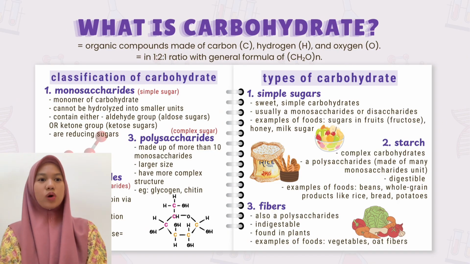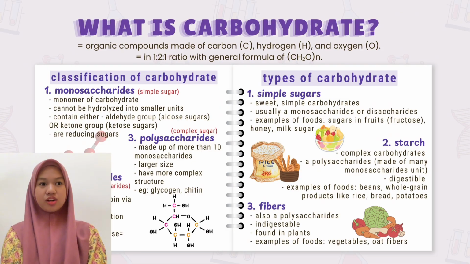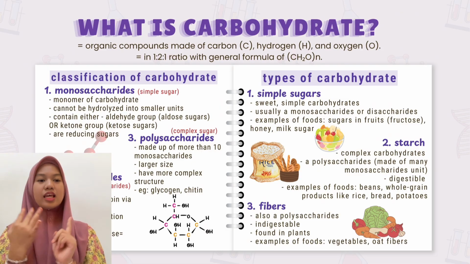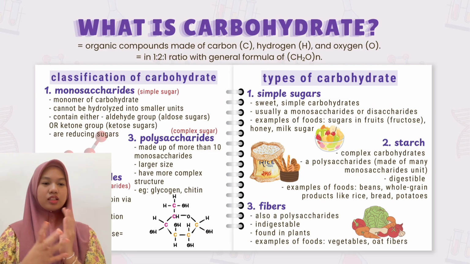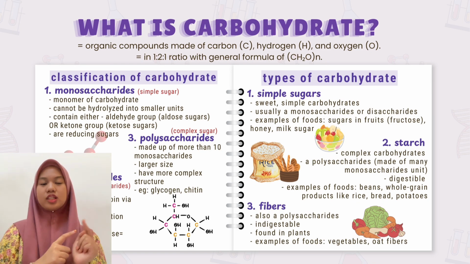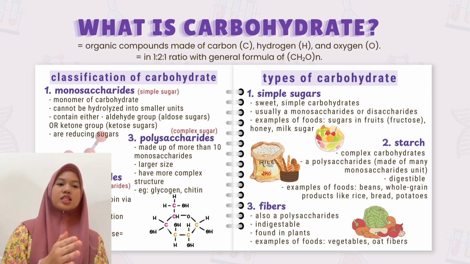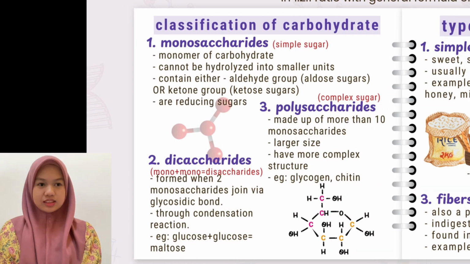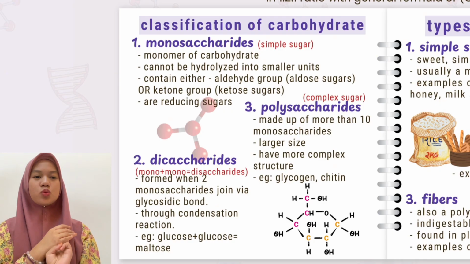Okay, so first of all, what is carbohydrate? Carbohydrate is actually an organic compound that is made by C, H, O elements in the ratio of 1 to 2 to 1, with the general formula of CH2O. The carbohydrate is classified into three classes, which are known as monosaccharide, disaccharide, and polysaccharide.